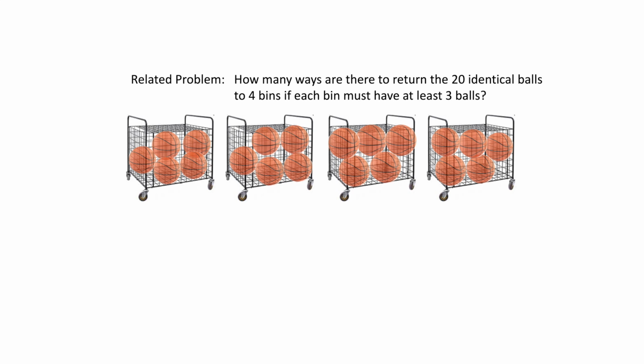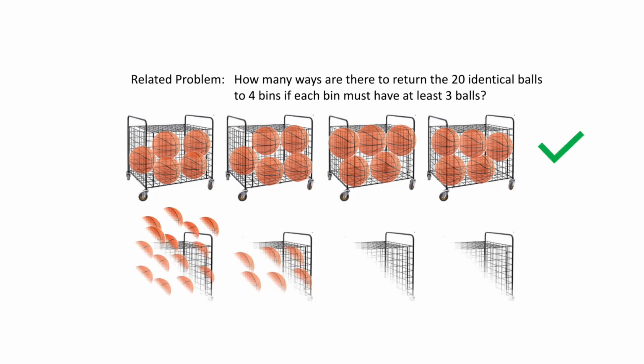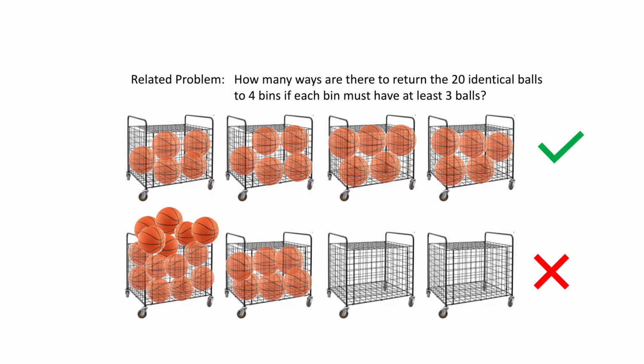Now let's move on to a related problem that's a little harder. How many ways are there to put the balls back if each bin has to have at least 3 balls? So here's a picture that satisfies that. Each bin has 5 balls. And here's a picture that doesn't satisfy that. And those 2 bins at the end don't have at least 3 balls.